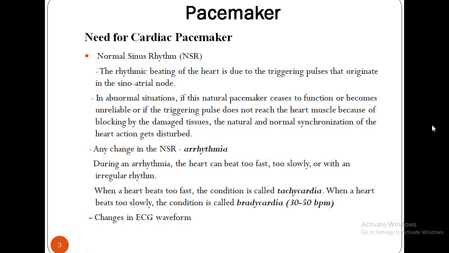During an arrhythmia, the heart can beat too fast, too slowly, or with an irregular rhythm. When a heart beats too fast, the condition is called tachycardia, and when a heart beats too slowly, the condition is called bradycardia.